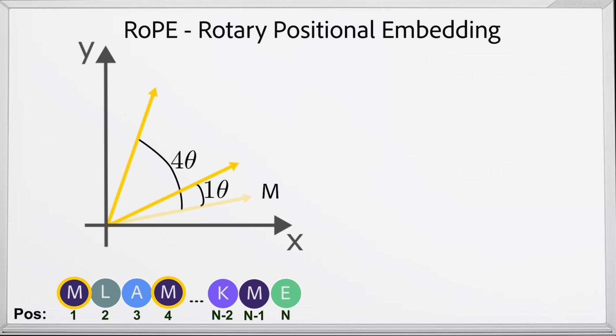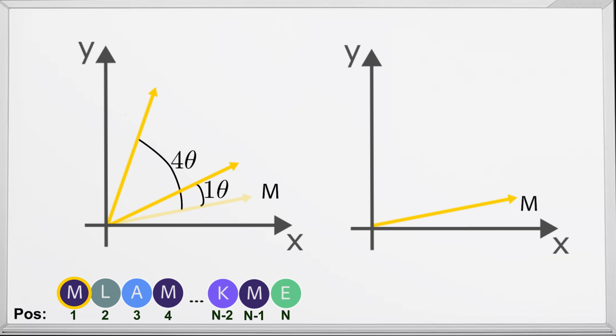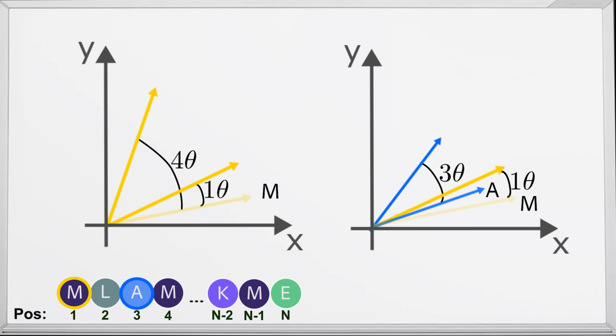We can also visualize this for vectors encoding two different amino acids. If we assume the yellow vector represents the amino acid methionine at the first position and the blue vector alanine at the third position, we now need to rotate the yellow vector by an angle of 1 theta and the blue vector by an angle of 3 theta. When computing the attention scores in a transformer network, we compute scalar products between the rotated vectors.